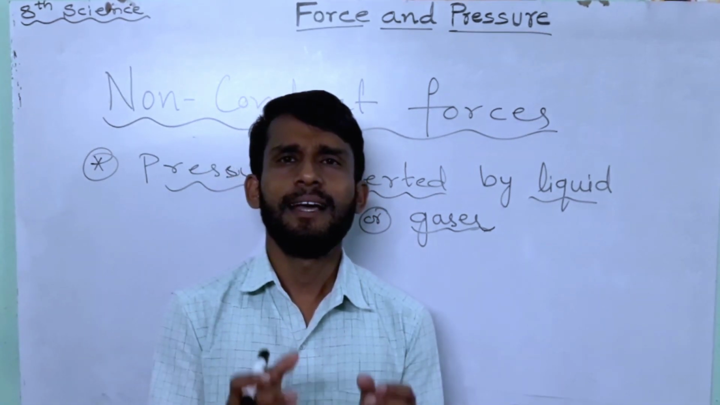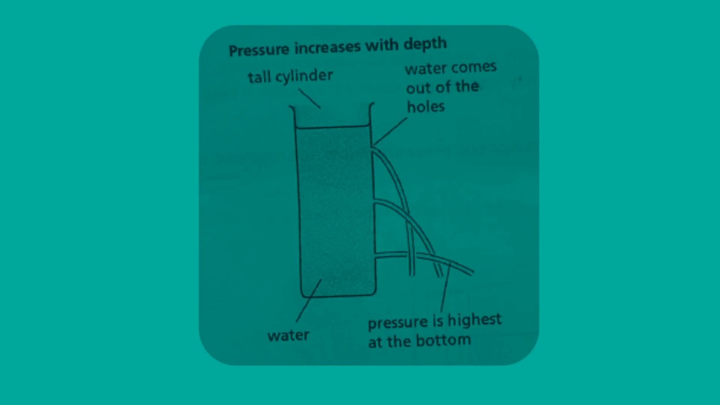Dear student, let us see this picture here. Here pressure increases with depth. This is the tall cylinder. Water comes out of the holes and the pressure in the container is highest at the bottom of the container when we have a tall cylinder.